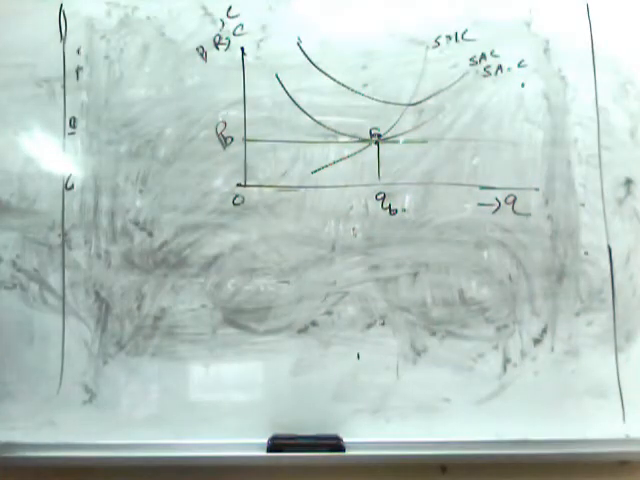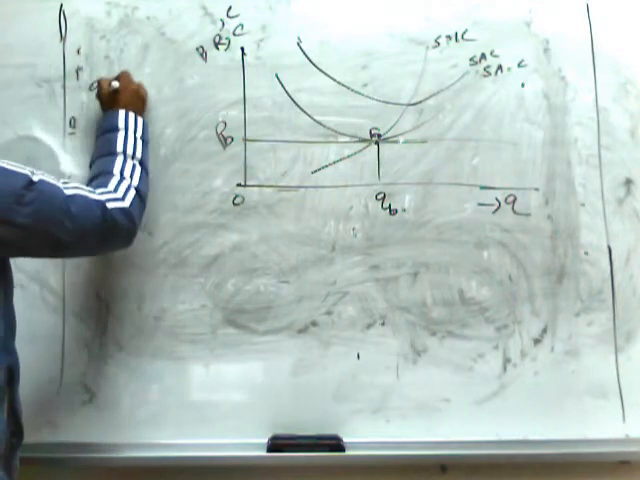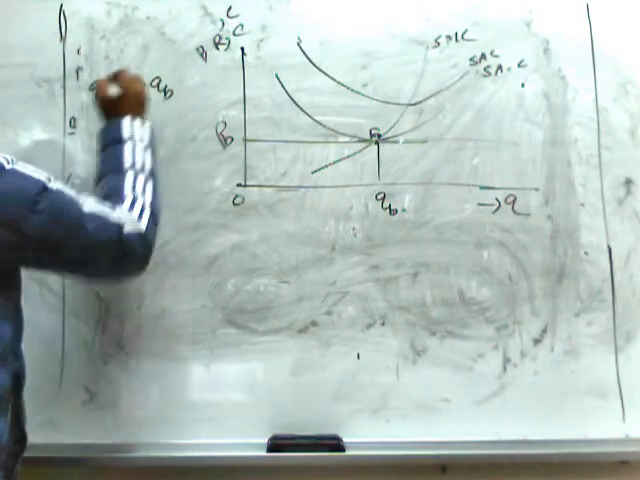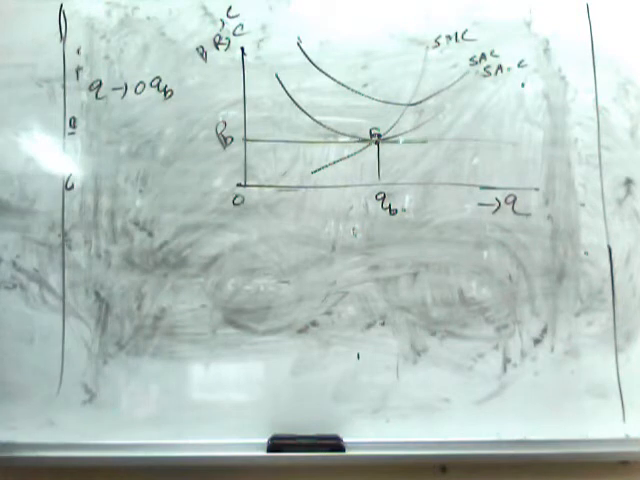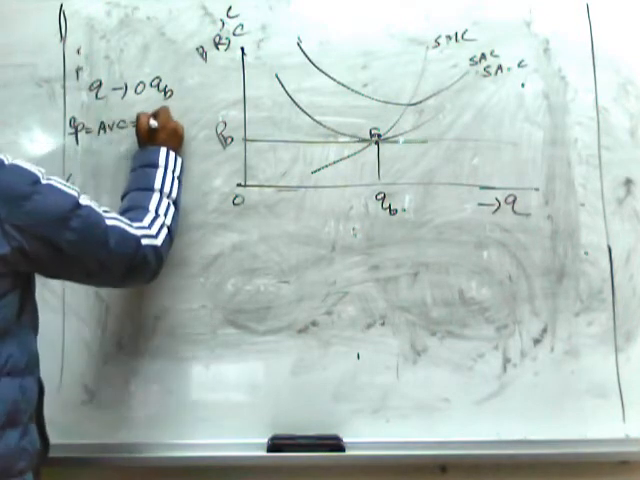So in this case, what will we find? Equilibrium output is OQP, and at the equilibrium level of output, price equals AVC equals OPV.